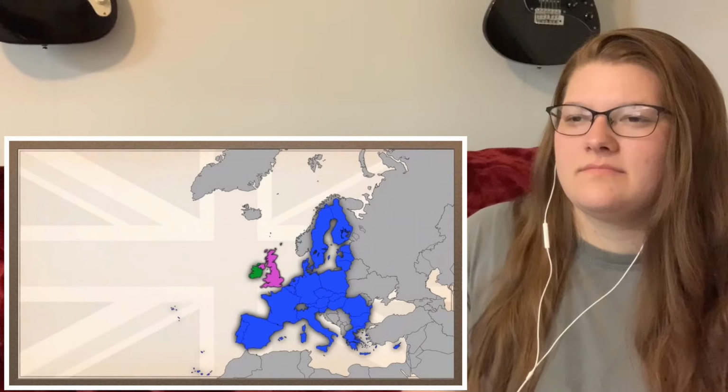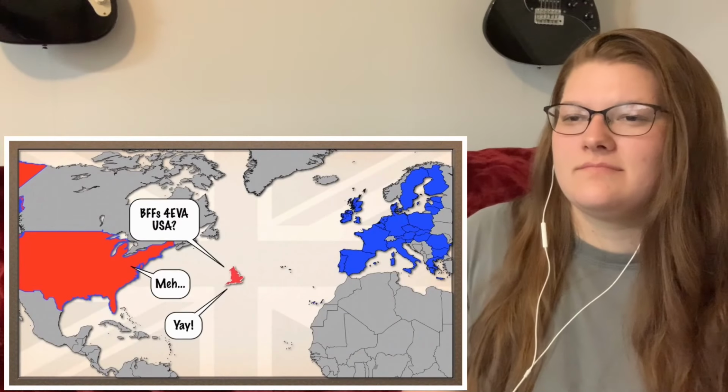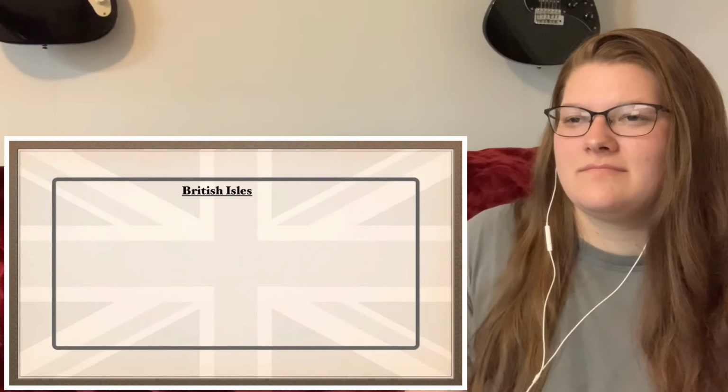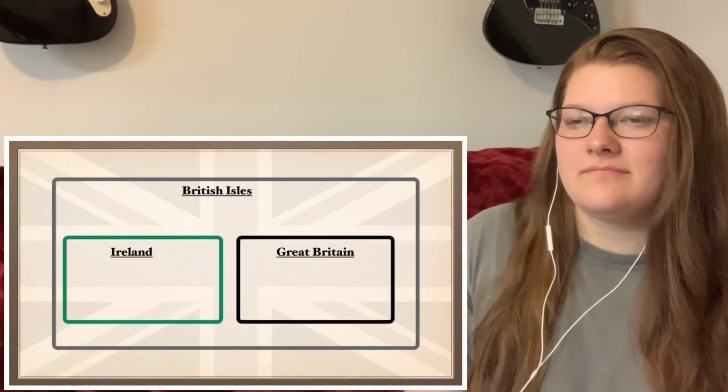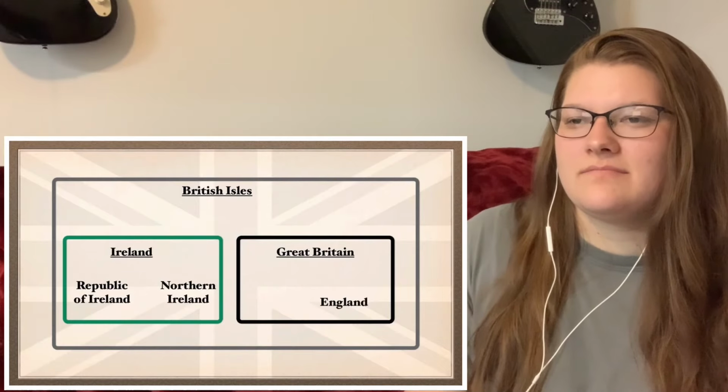Even though England in particular likes to pretend that it's an island in the mid-Atlantic rather than 50 kilometers off the coast of France. But that's a story for another time. To review, the two largest islands in the British Isles are Ireland and Great Britain. Ireland has on it two countries, the Republic of Ireland and Northern Ireland, while Great Britain mostly contains three, England, Scotland, and Wales.